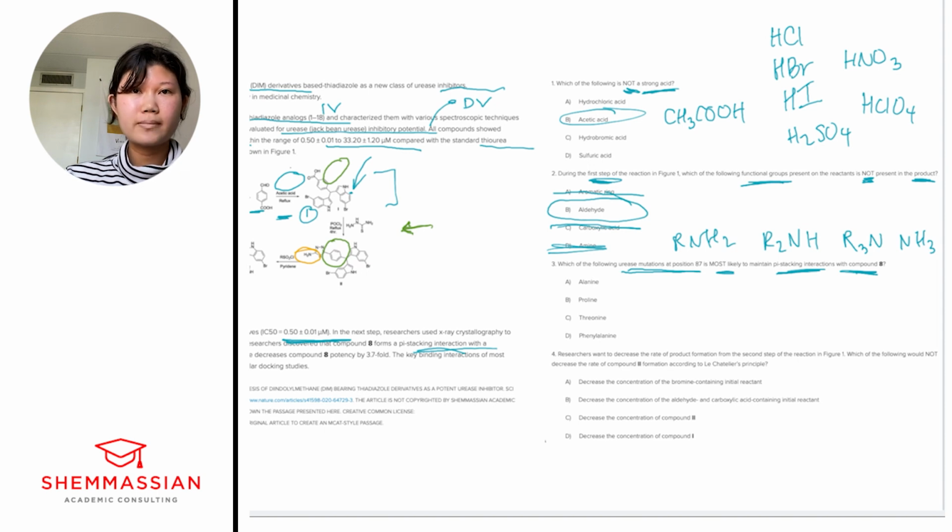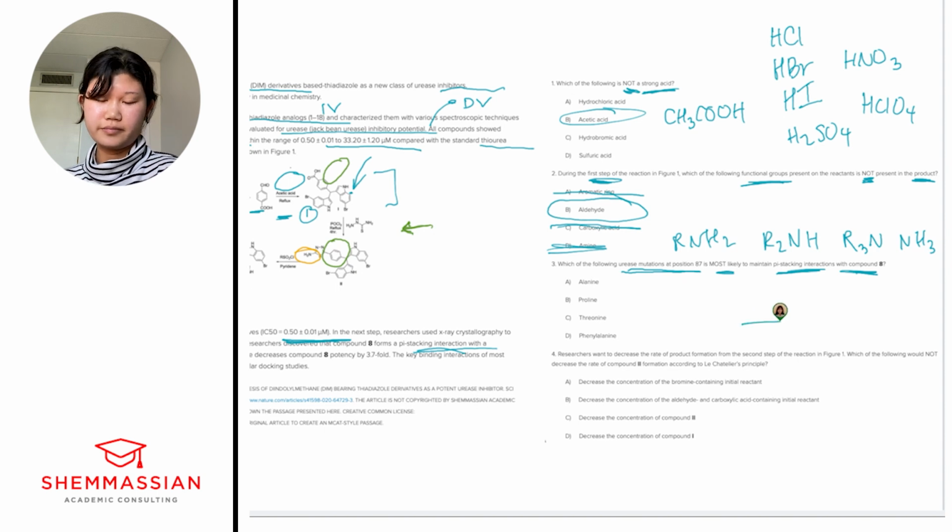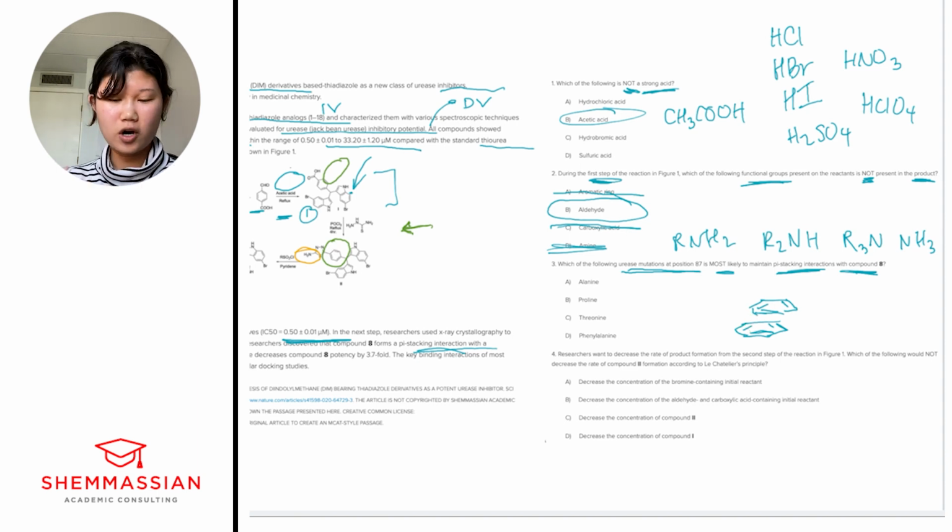So what exactly is a pi stacking interaction? So these interactions are formed between aromatic rings. So let's say we have an aromatic ring on the bottom and then one on top of it. And so these pi bonds form interactions with each other like so.